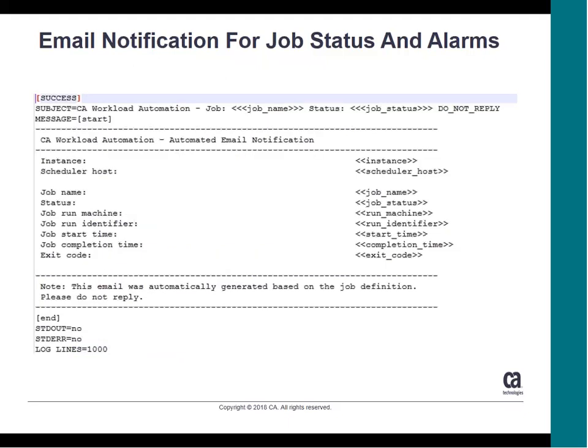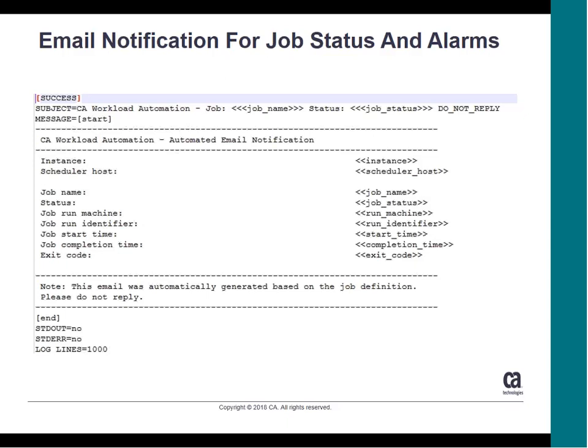So this is how the template looks. You can see there is a separate category for each status of the job. I have it here for success. Likewise, one can have it for failure, terminated, and for alarms. The subject is configurable. The user can choose whatever subject he wants.